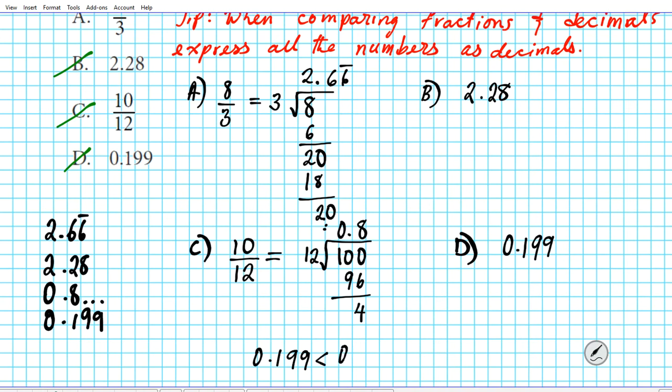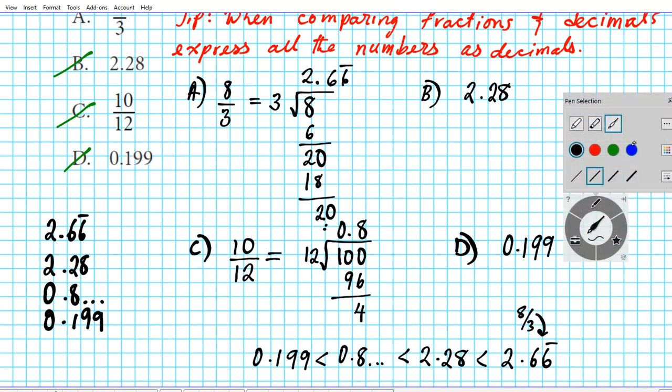What's next? 0.8, because the other numbers have 2's in the ones place, and this has a 0, and 2's are greater than 0. And then these two are smaller than 2.28, because in the 10th place, 2.28 has a 2, and 2.66 repeating has a 6. So 2.28 is smaller. And we have the biggest number, 2.66 repeating, which is basically 8/3. So this number right here is the greatest.